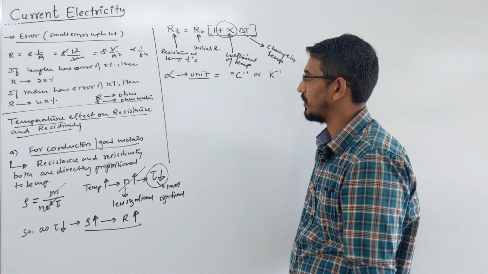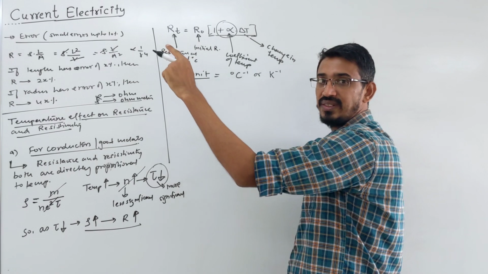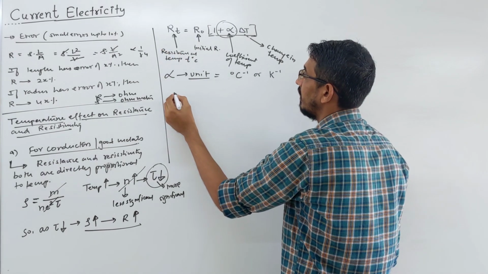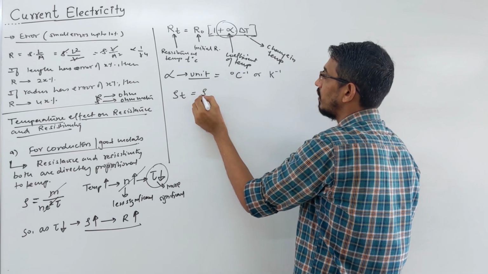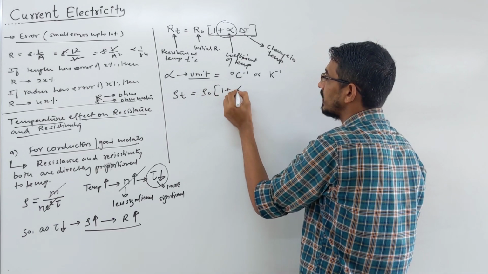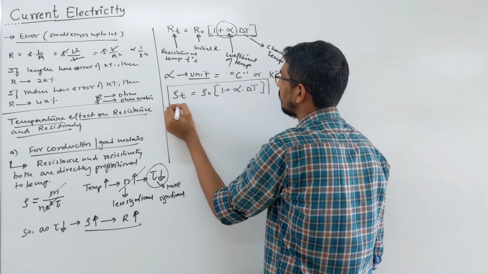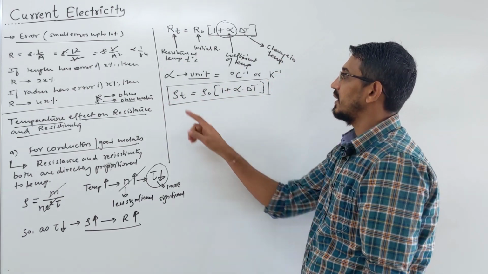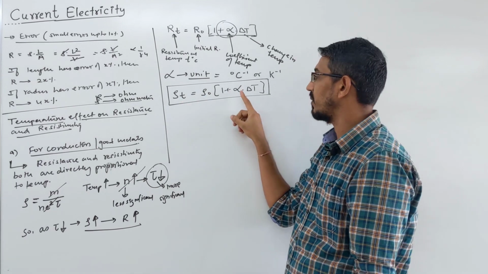Inverse of the temperature. In the same way you will write resistivity also: resistivity at any temperature, rho at T, is equal to rho naught, the initial resistivity, times 1 plus alpha del T. All meanings remain the same: initial resistivity at some temperature T, a constant, and the change in temperature.